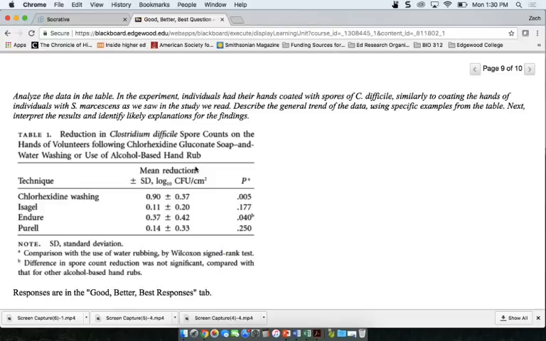Anybody have anything different than this? Okay. Examples. What are examples of that? So somebody pick out for me one example that fits this exact trend.